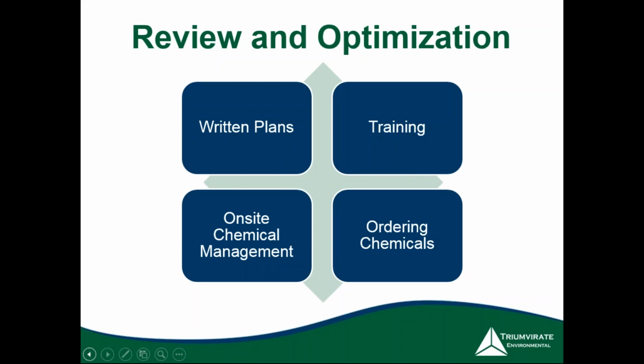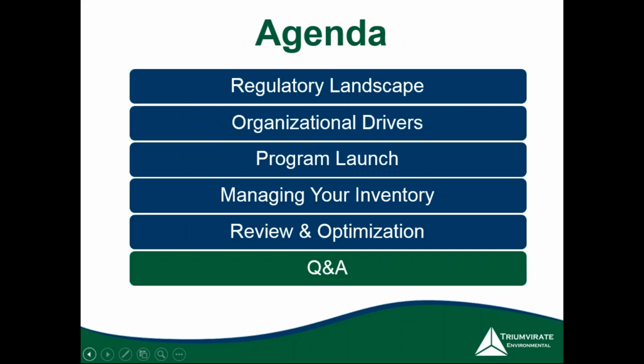So the written plans, training, on-site chemical management, and the ordering of chemicals are all pretty crucial to the reviewing and optimization of your program and making sure that it achieves the overall purpose and goals that you set out to originally. So you'll have to tweak these things here and there. No chemical inventory is perfect the first time you roll it out, but as you tweak it and go through, you're going to see that you get closer and closer to achieving the goals and the purpose that you set out to complete originally. So I think that's it for the review and optimization.